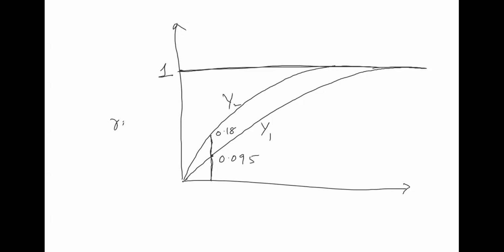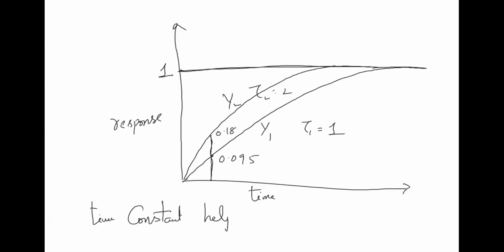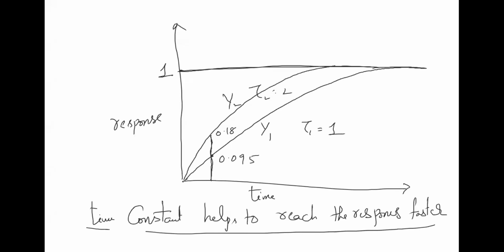So this is response as a function of time. So basically what is the importance of time constant is, so what is tau 1 is 1, what is tau 2 is 2. So the second system time constant is 2. Time constant helps to reach the response faster. Time constant helps to reach the response faster.